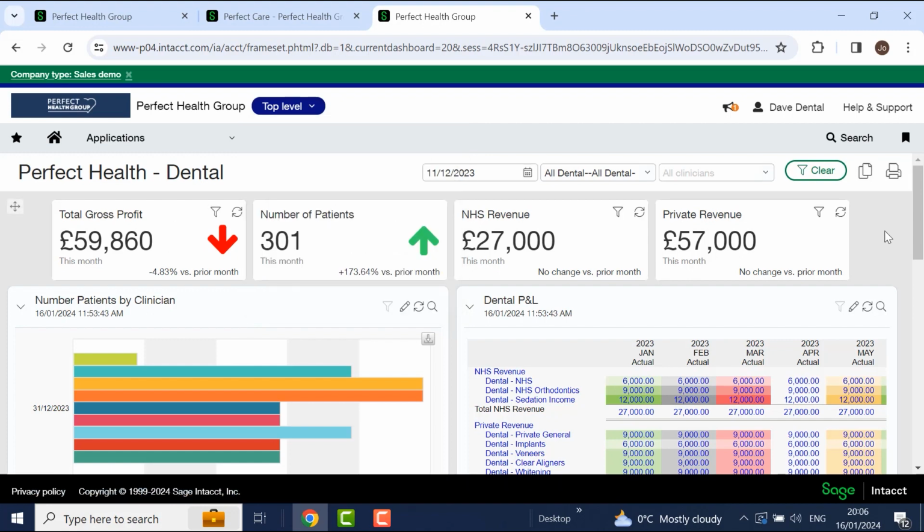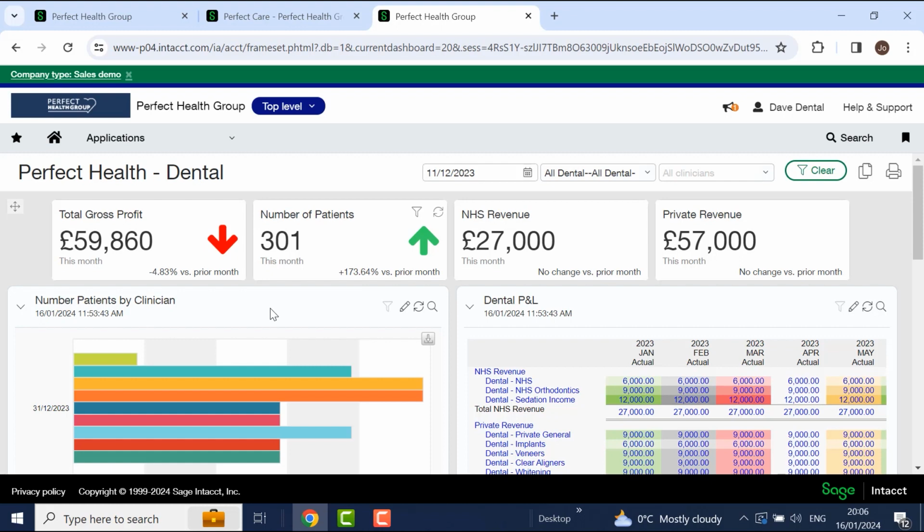If we look at the dashboard here, we've got some interesting things going on. We've got total gross profit. Remember, arrows up, down, happy, sad, smiley faces are all because the results are positive or negative, an increase or decrease from the prior period, the prior year. So I can see gross profit, I can see the number of patients that have come through in a particular month. I can also see the breakdown of NHS and private revenue.